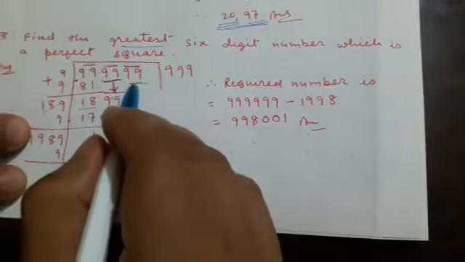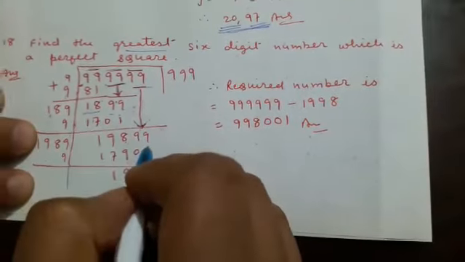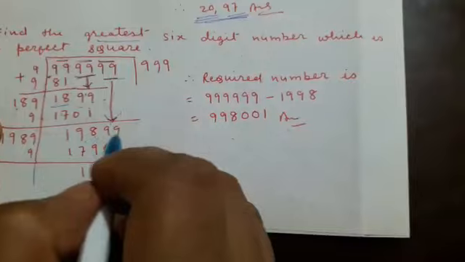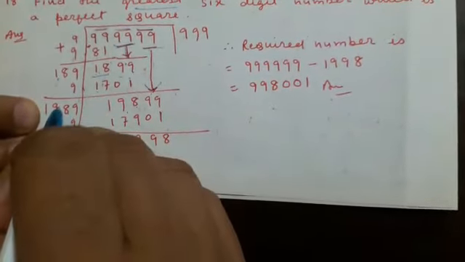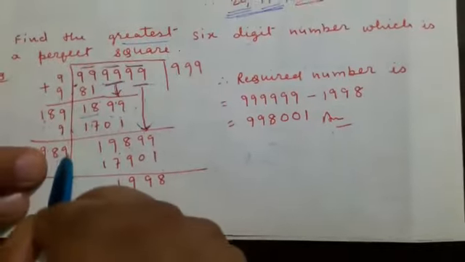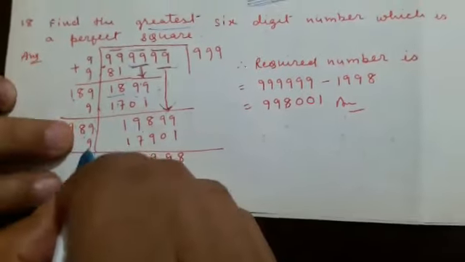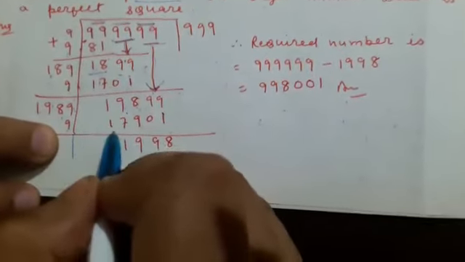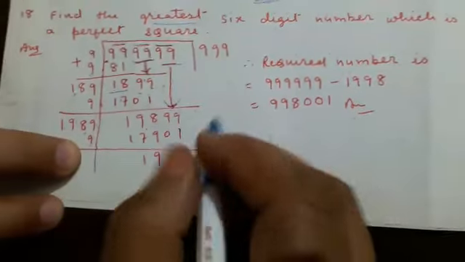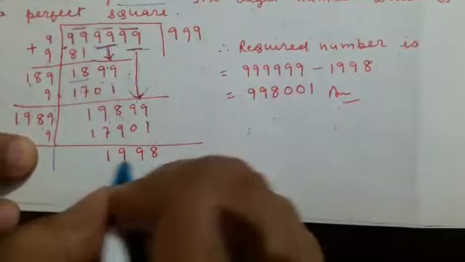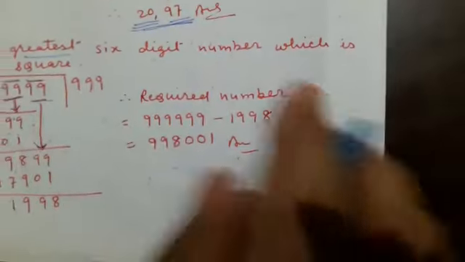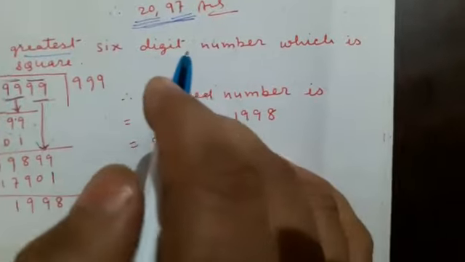And again these two digits will come down. Now it will become 19,899. And here by adding 9 plus 9, 18, carry 1, 189. Again we will multiply it by 9, 9 nines. So by multiplying we will get 17,901. By subtracting we will get 1998.